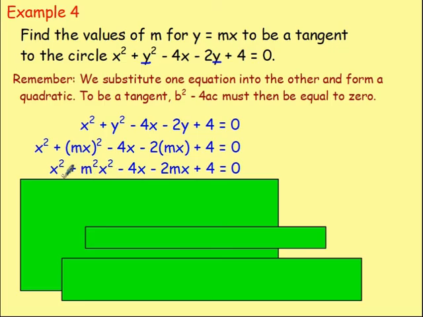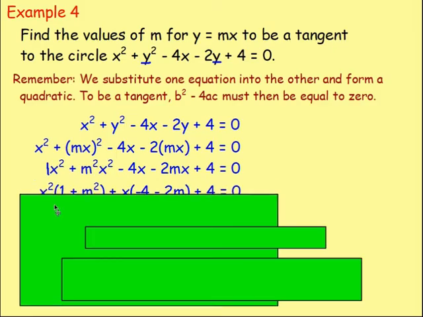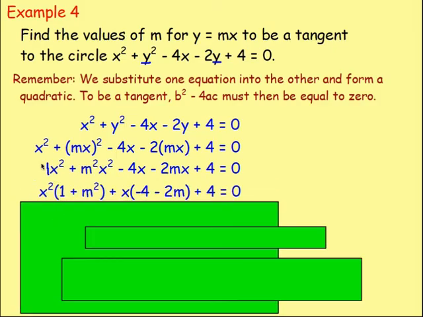So to do that, we can take out x squared as a common factor, because if you think about it, x squared on its own means 1x squared. So taking x squared out as a common factor here, we would then have x squared bracket 1 plus m squared. Also, we've got an x term here and an x term here. We want to gather our x terms, so let's take out x as a common factor.